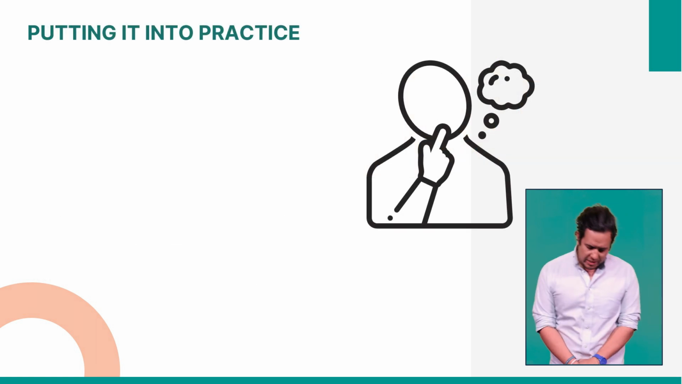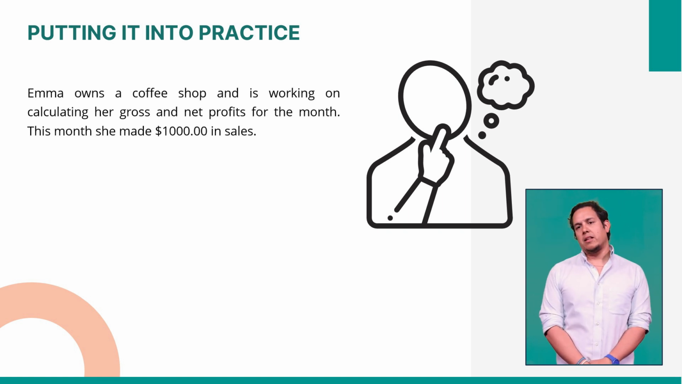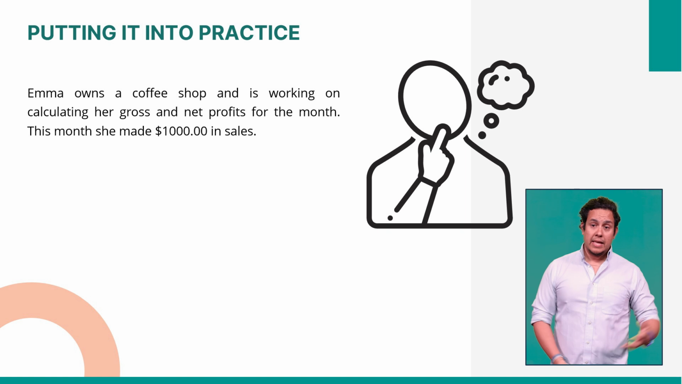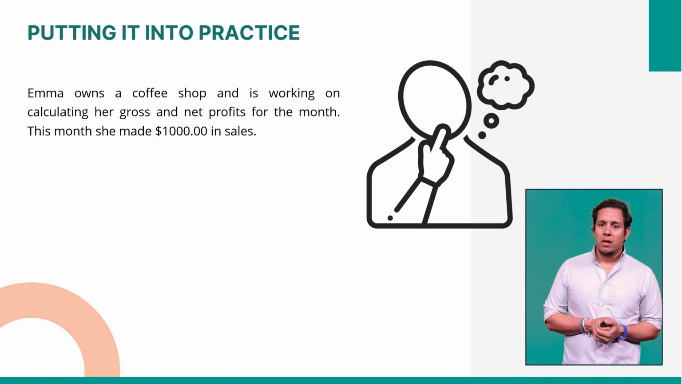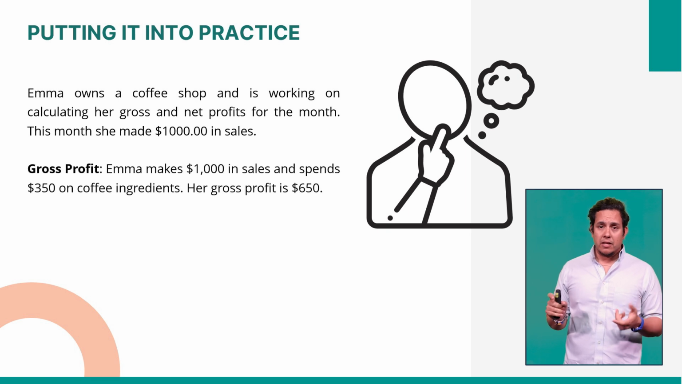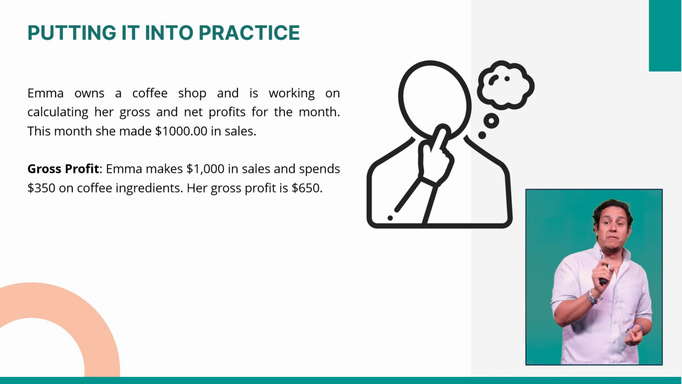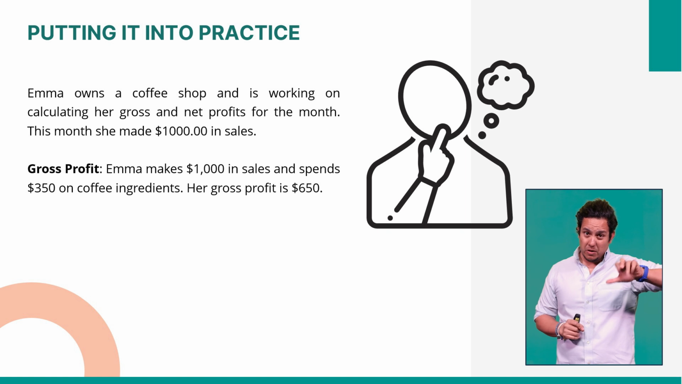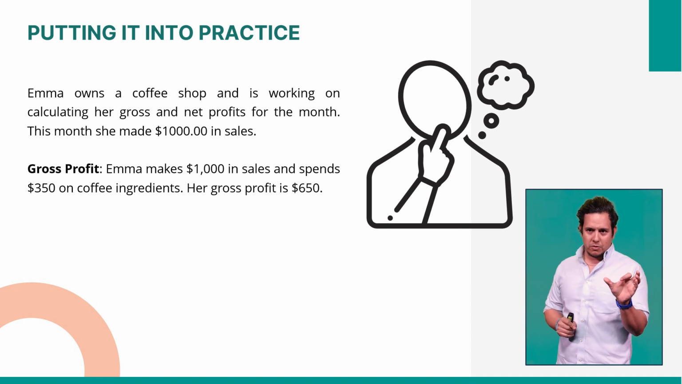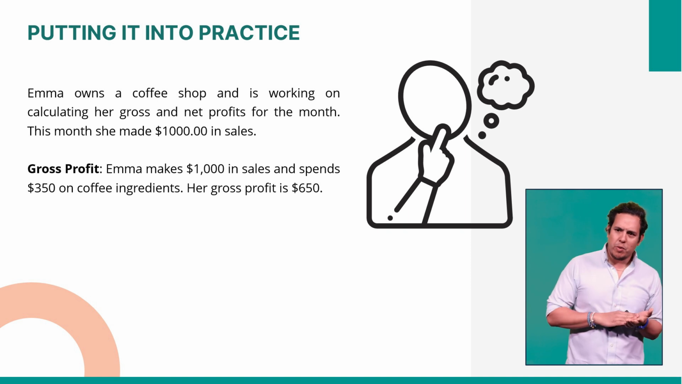Here we go. Putting it into practice. All right, give me one more sample, Humberto. Emma owns a coffee shop and she's working on calculating her gross and net profits for the month. This month, she made $1,000 in sales. Brilliant. Great. Good job, Emma. All right. Gross profit then, the calculation is that if she makes $1,000 in sales and spends $350 on coffee ingredients, her gross profit is going to be $650. These are the ingredients, the inputs, the variable costs going into those sales. Okay. Cool. Great. I've got my gross profit of $650.